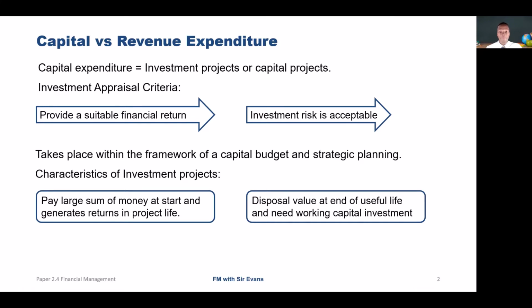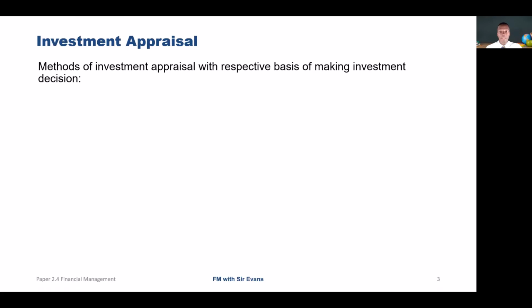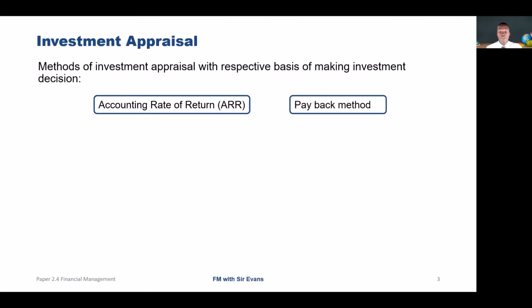Example, cash. Okay, so there are certain methods of investment appraisal which we'll be looking at, and each of these methods has a respective basis for making the decisions. So one of them is the accounting rate of return. So this is a financial accounting basis. The reason for making a decision using the ARR is the financial accounting basis. The second one is the payback method. So this is for cash flow reasons.